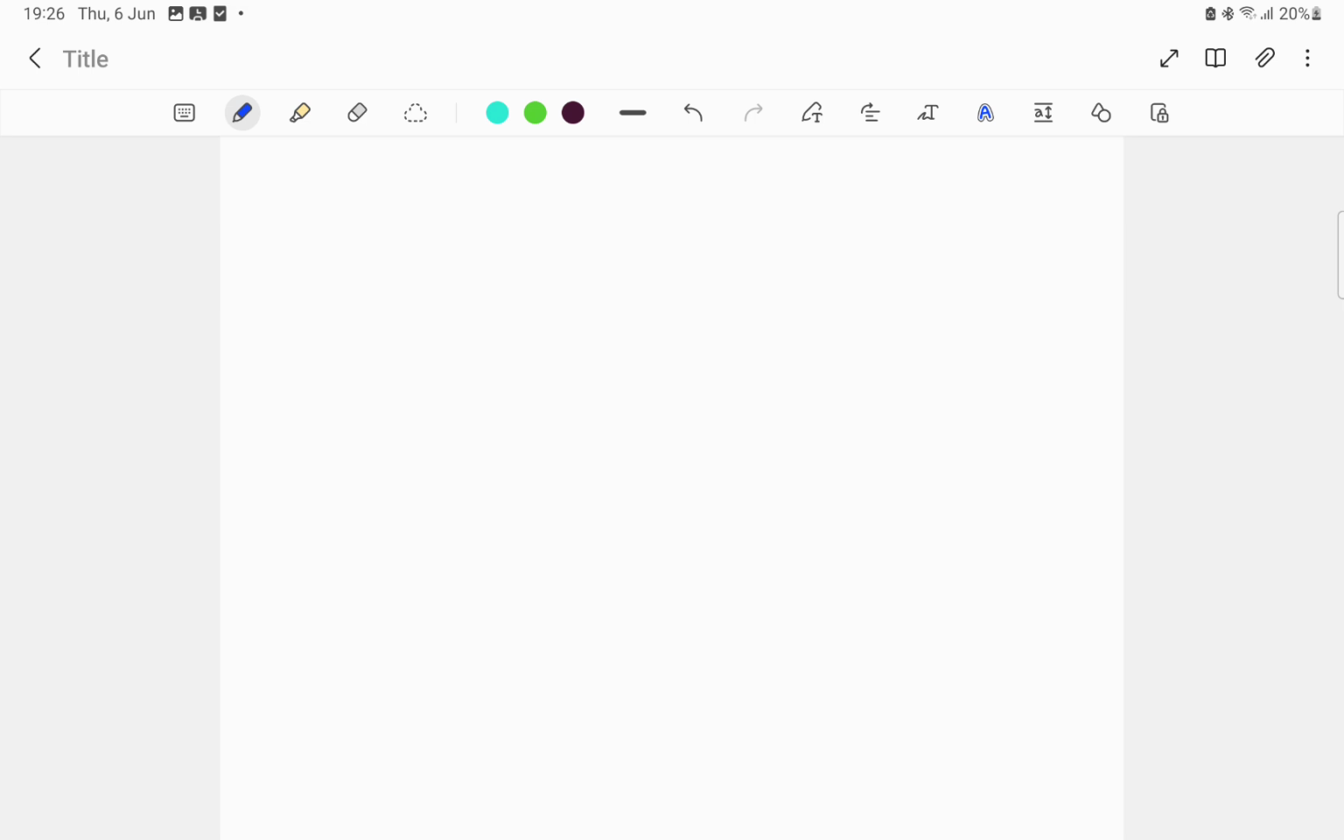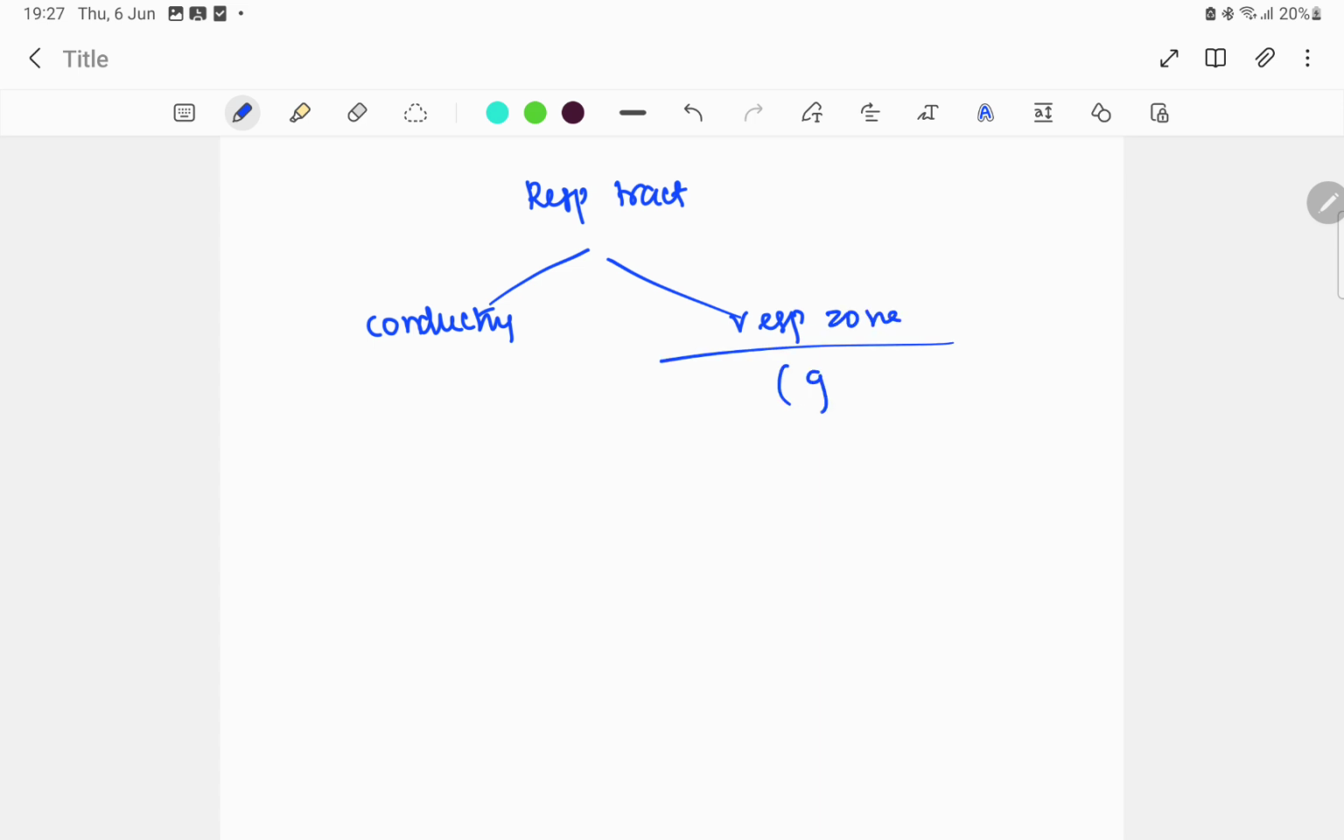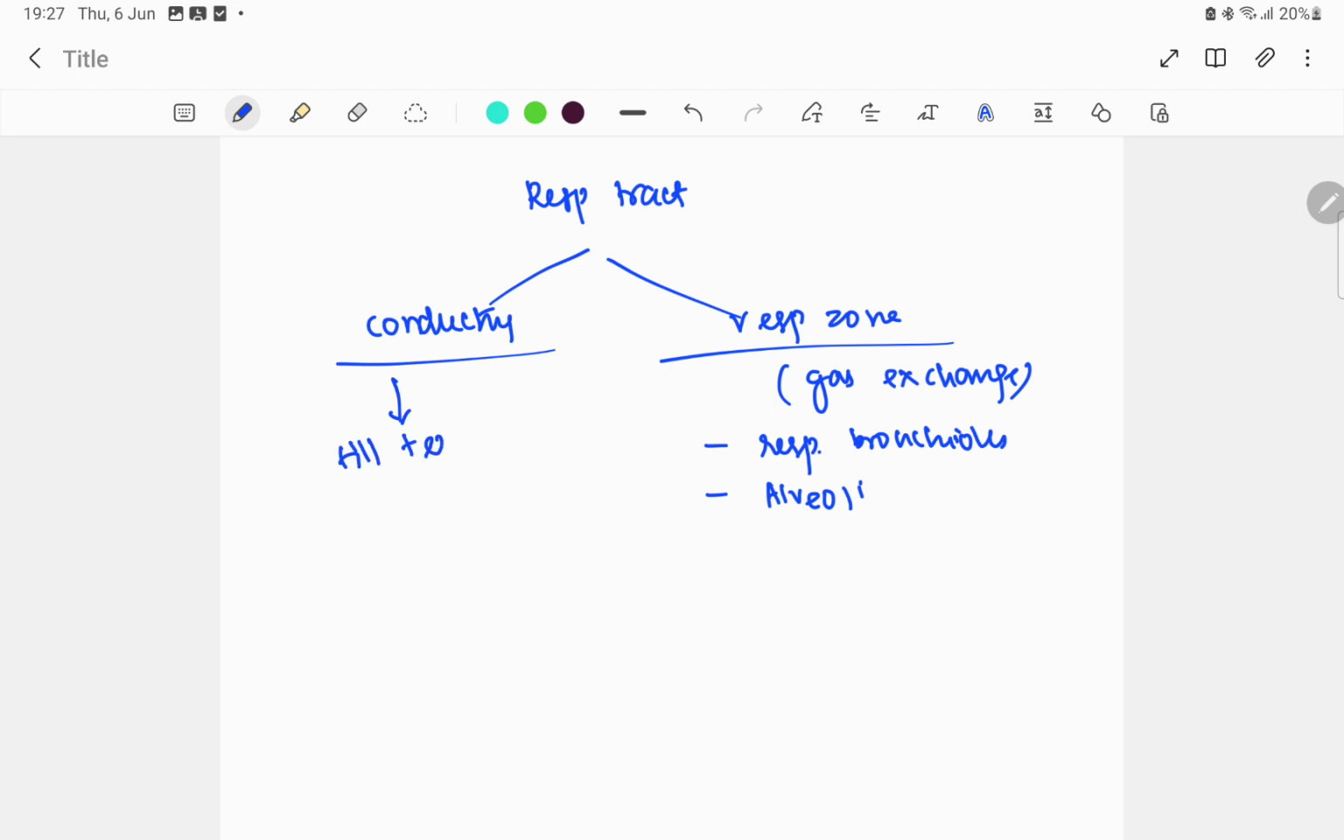We all know we divide the respiratory tract into two zones, isn't it? One is called the conducting zone, another is called the respiratory zone. The respiratory zone participates in gas exchange. This includes mainly two structures: respiratory bronchioles and alveoli. What about the conducting zone? The conducting zone starts from the nose and goes till the terminal bronchioles.